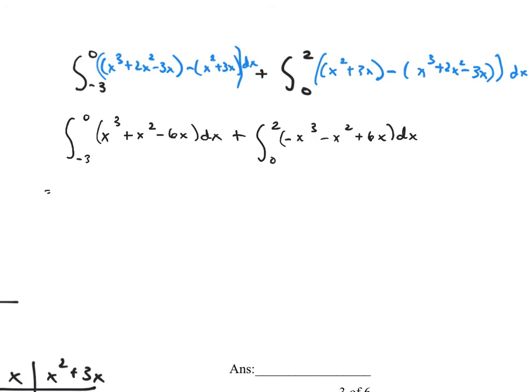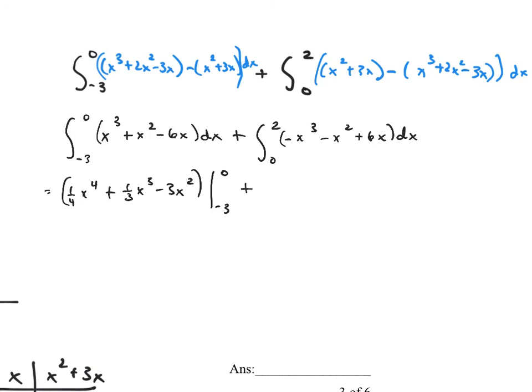The integral of x cubed would be 1/4 x to the 4th, plus the integral of x squared would be 1/3 x cubed. The integral of minus 6x would be minus 6x squared over 2, which would simplify to a minus 3x squared. Again, this is evaluated from -3 to 0. I love seeing that number 0. I know when I plug it in, I'm going to get a 0, but let's continue on.